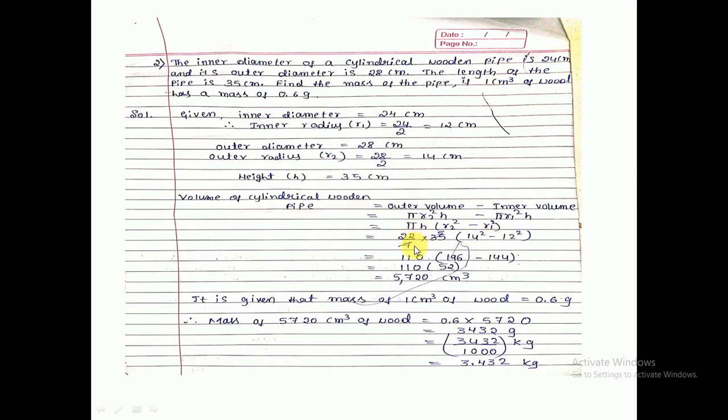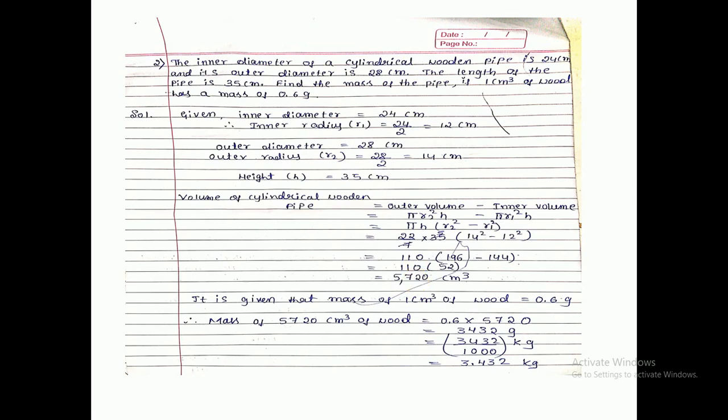Here, after simplification, 7 ones are 7, 5 fives are... Here 14 square is 196. Then 12 square is 144. Then after simplification, 196 minus 144 is 52. Here 110. So the final answer, the volume of the pipe, is equal to 5720 centimeter cube.